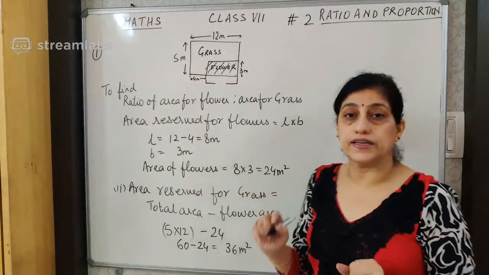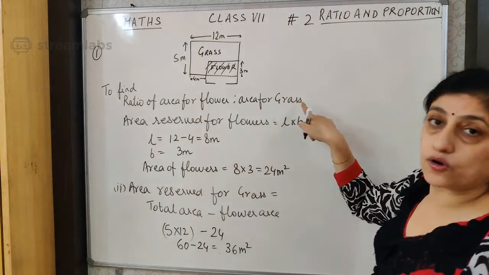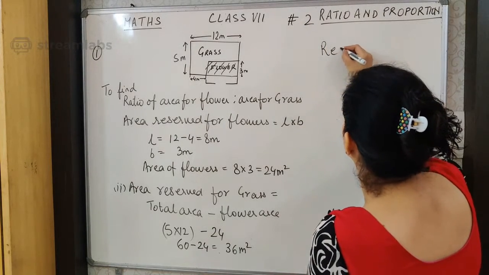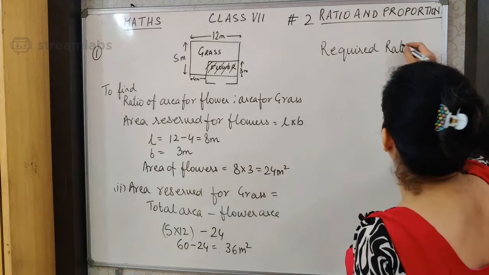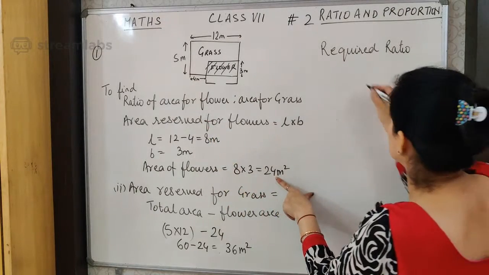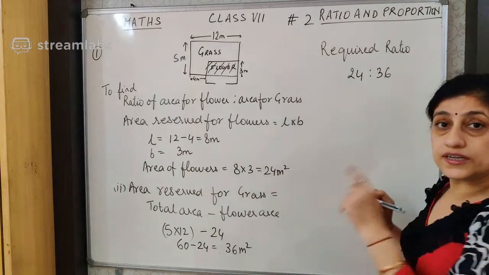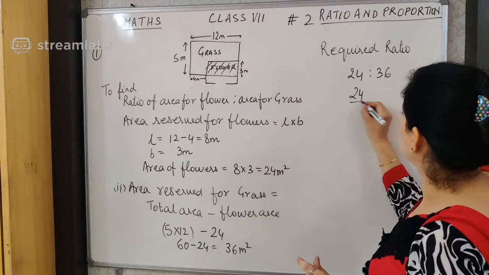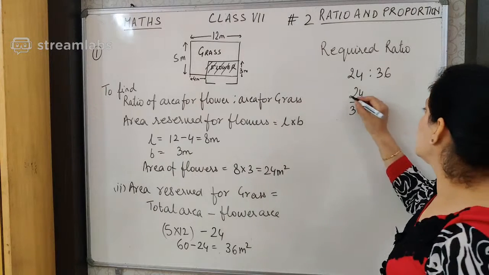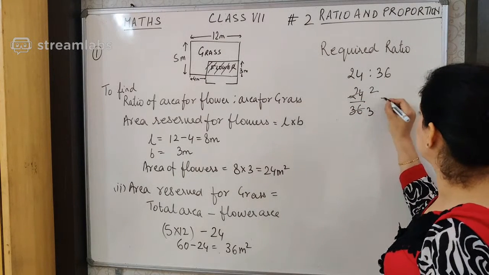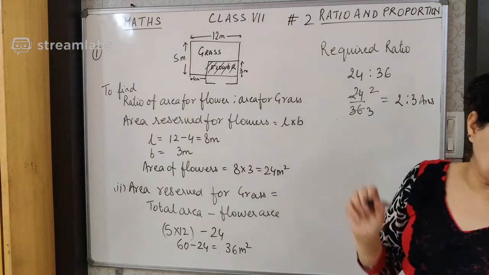Now I have both the areas and now I simply want to find the ratio of the area of flowers to the area of grass. So I write over here, required ratio will be equal to, what is the area of flowers? That is 24 ratio 36, the area of the grass. We have to find it in the lowest term. So I divide by the table of 12. You can do the way you feel comfortable. 12 2s are 24, 12 3s are 36, so 2 ratio 3 is the answer to this question.